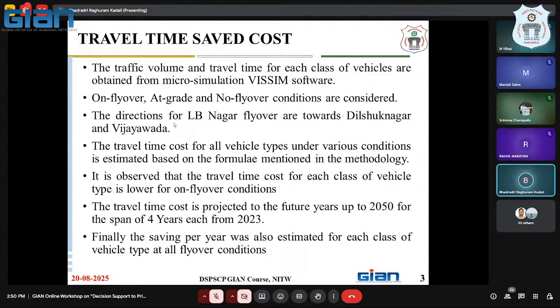Okay, this is the flyover actual case. For the two directions, the volumes, the delays, the travel times, the fuel consumption, and the emissions, everything we have taken on the two-directional flow section.